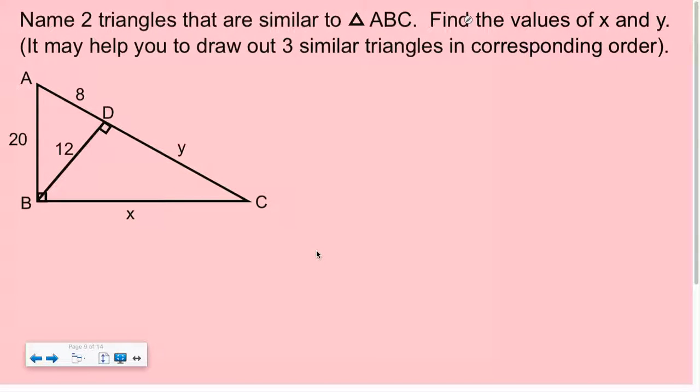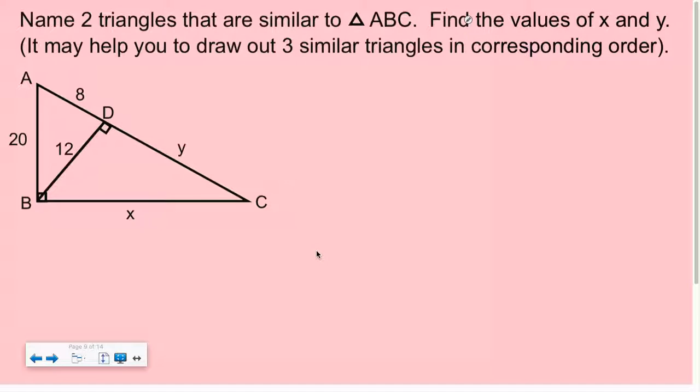Okay, so number 7 on your notes there from Thursday. Name 2 triangles that are similar to triangle ABC. Then they want us to find the values of x and y. And then in parentheses I typed out, it may help to redraw the 3 similar triangles in corresponding order. So we're going to line up all the corresponding parts.